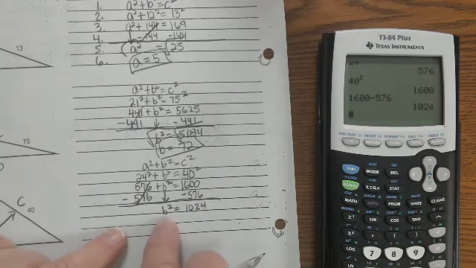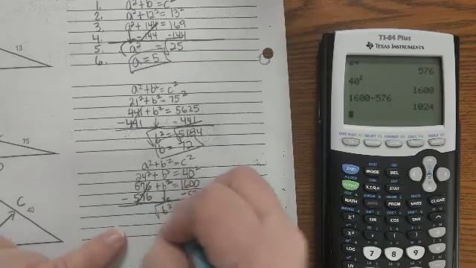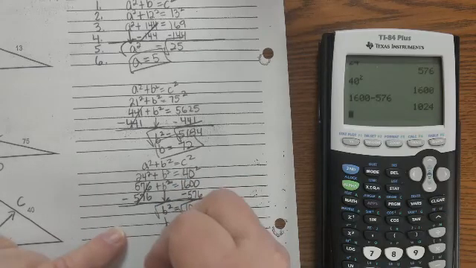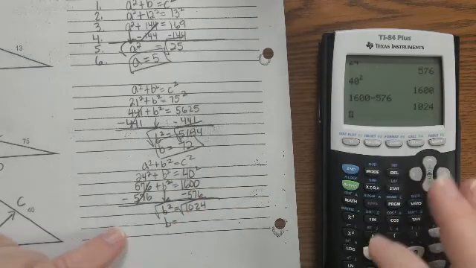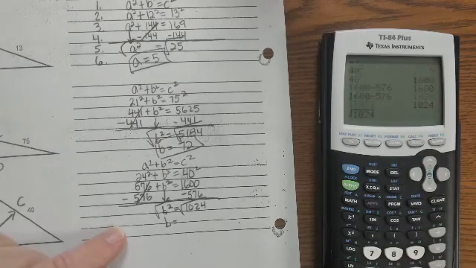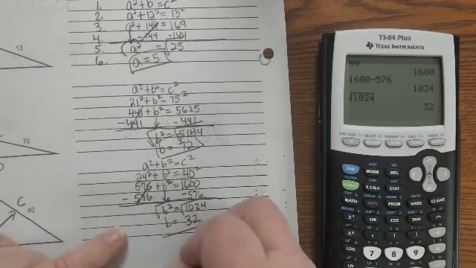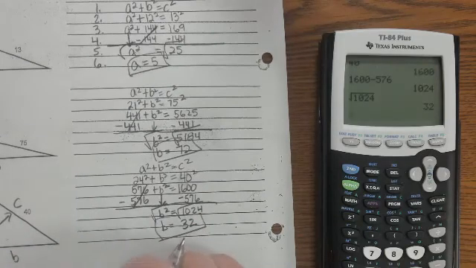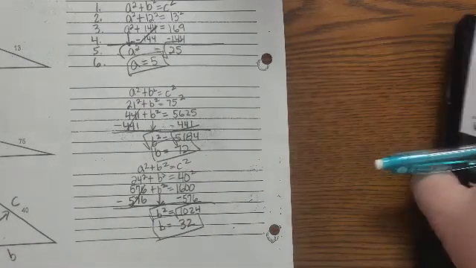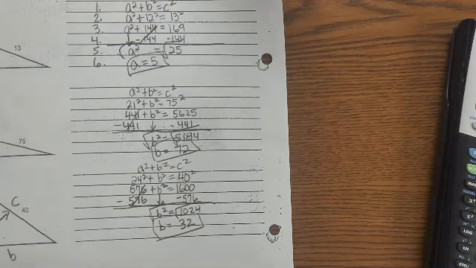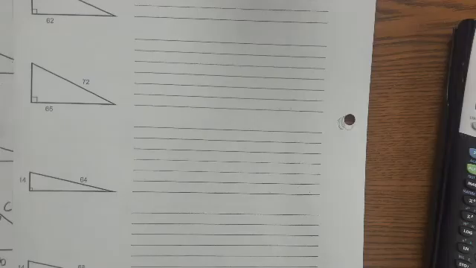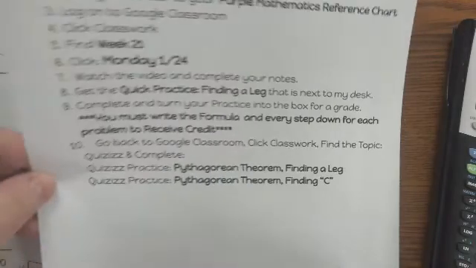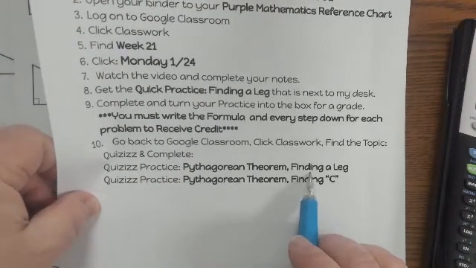How do you undo a square? Hopefully by now, if I ask you that question, you immediately say take the square root. So the square root of 1024. And I get 32. Okay, so that is all you're going to do today. These problems are exactly like your practice. And you have 4 on one side, 4 on another side, and according to your instructions, you also have quizzes. It says finding a leg, so make sure that you are doing that. And I will be coming around to help you as you need it.